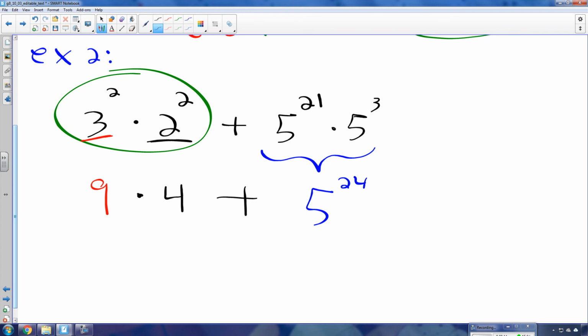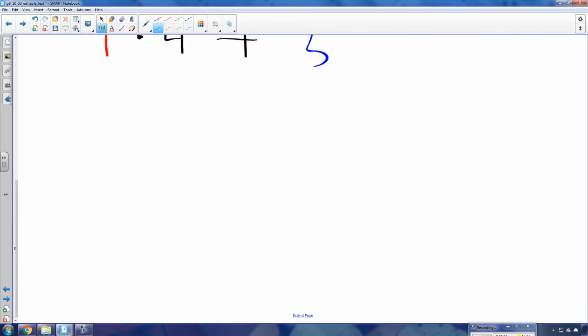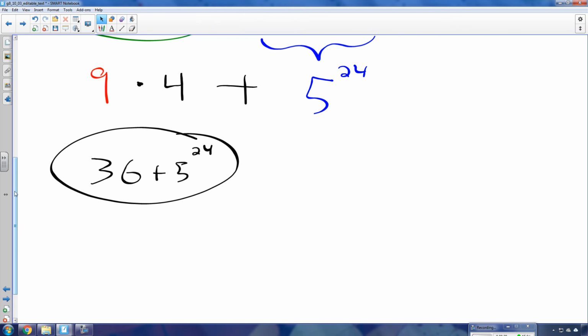Let's finish it up. Well, we just need to do 9 times 4, which is 36. So it's 36 plus 5 to the 24th. That's what we're looking for. We're not doing 5 to the 24th out, no way. So we're going to call it good there.